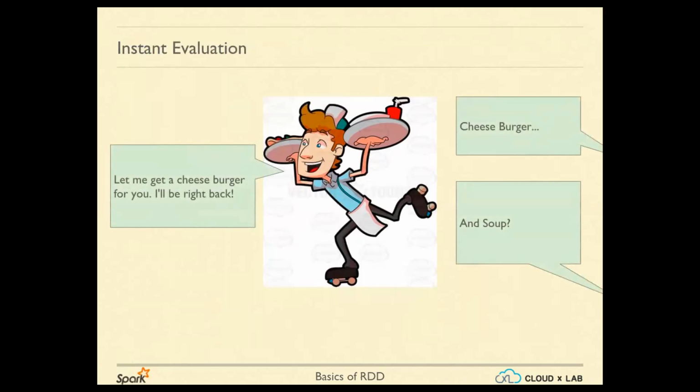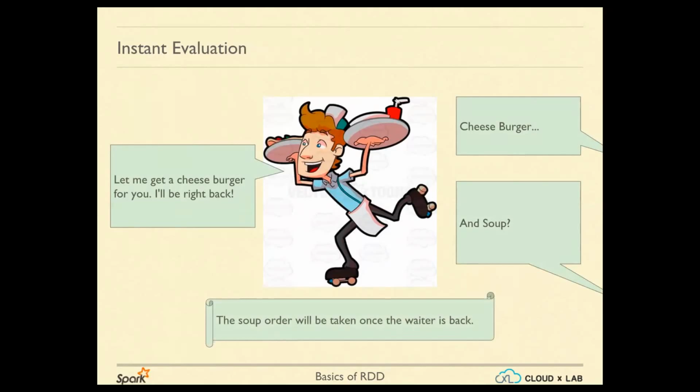So for your two parts, like burger and soup, he made two trips to the kitchen. Instead, he could have gotten both things in a single shot. So he could have saved one trip to the kitchen, right? So in most programming cases, lazy evaluation is generally a better idea.